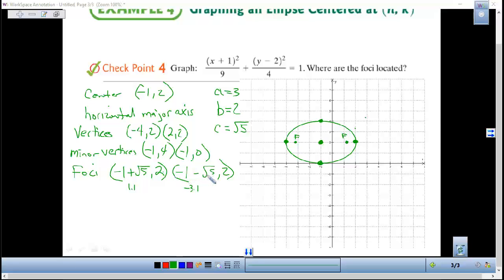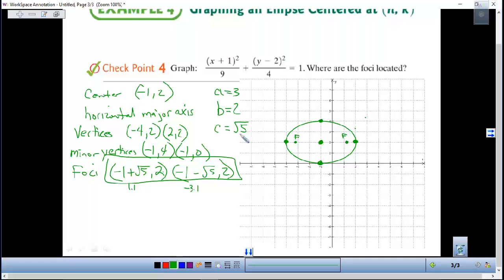And negative 1 minus the square root of 5, comma 2. And negative 1 minus the square root of 5, negative 1 minus 2.1 gives me negative 3.1. Now, guys, when you write your foci points, I don't want the decimals. I want you to write those things out just like it is with the addition of the c.